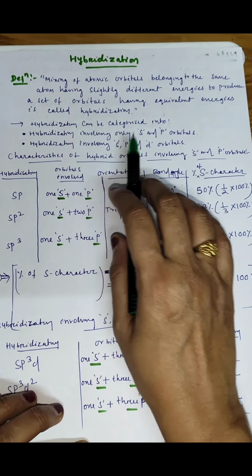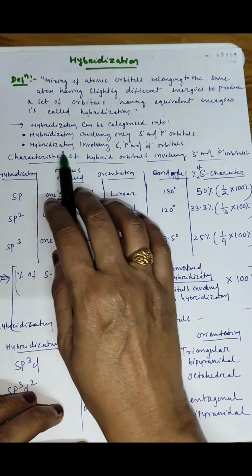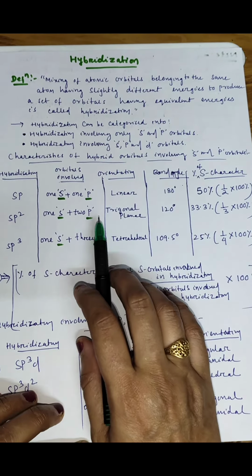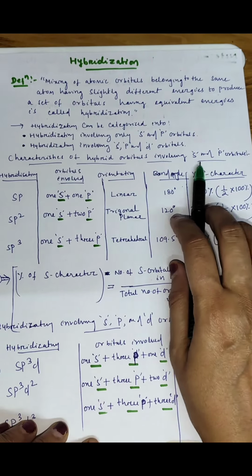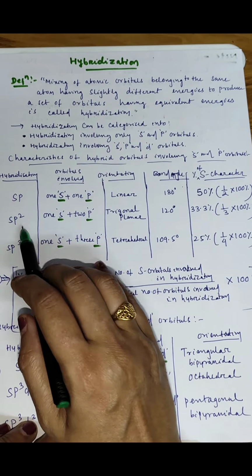Now, hybridization can be categorized into two types. One is the hybridization involving s and p orbitals, and another one is the hybridization involving s, p and d orbitals. First of all, we'll observe what are the characteristics of hybrid orbitals involving s and p orbitals. Now, there are three types of hybridization. That is, sp, sp2 and sp3.